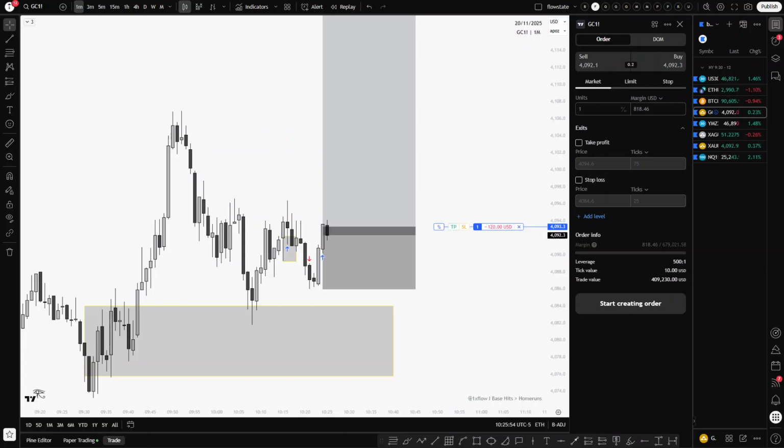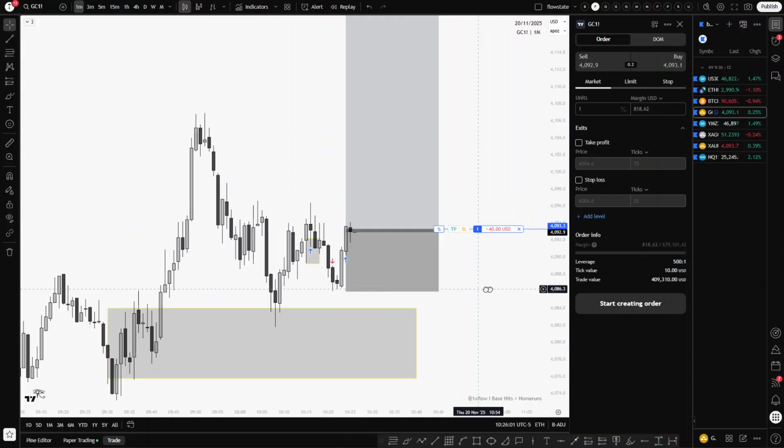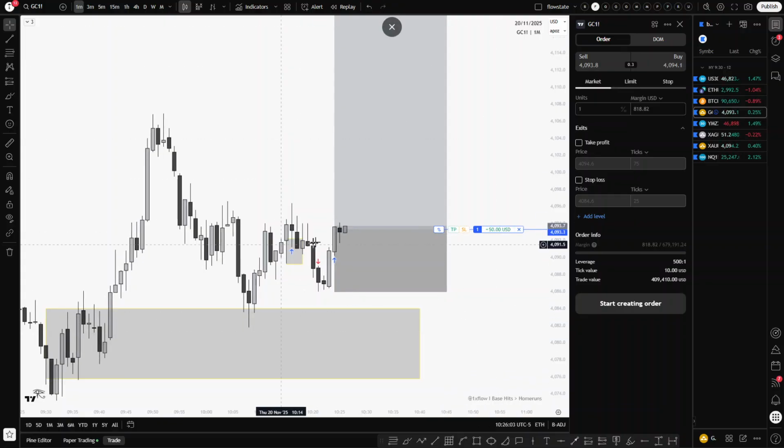Stop loss is this M1 low here. So we got the nice little push above the high. We should see some continuation on M1 right now. Stop loss is going to be this M1 low at 4086.